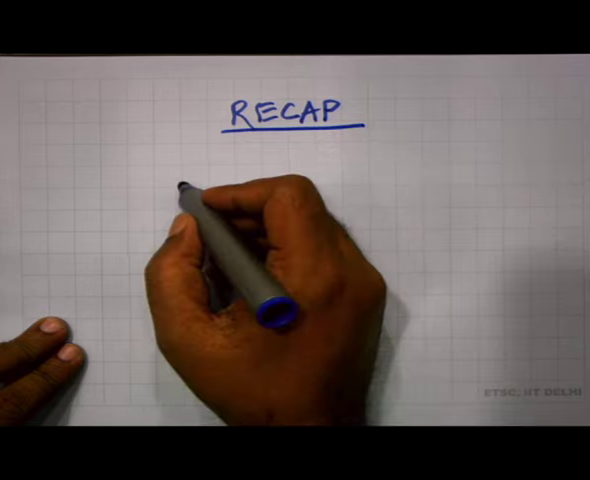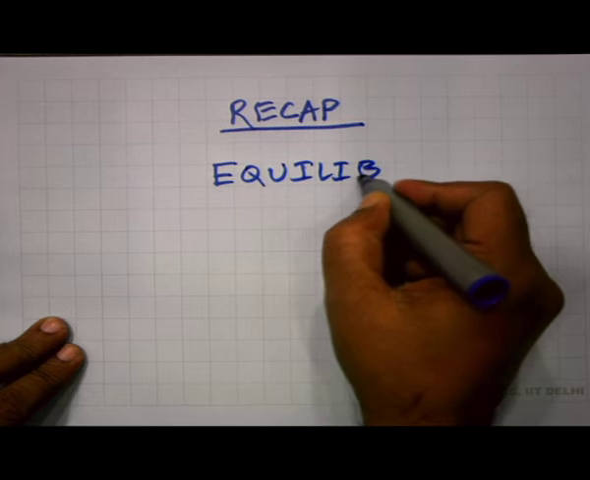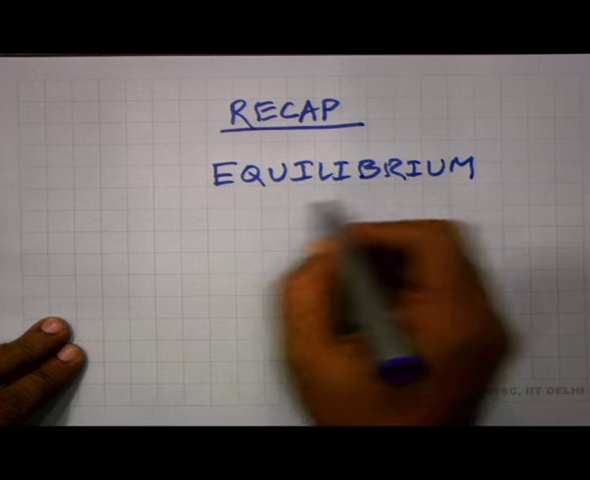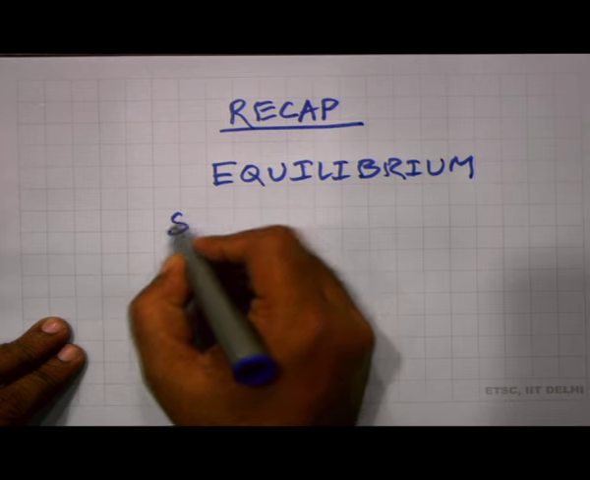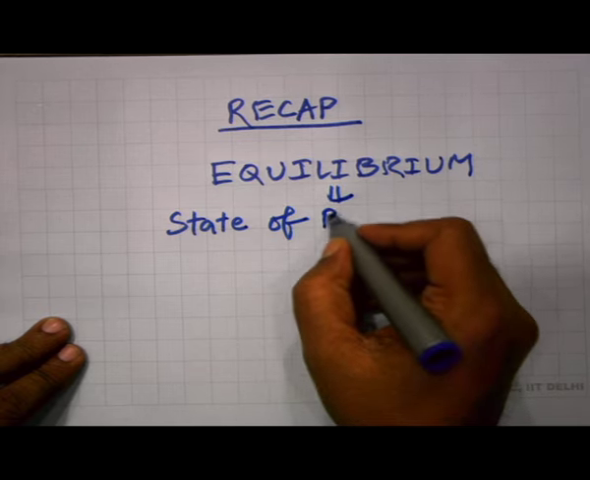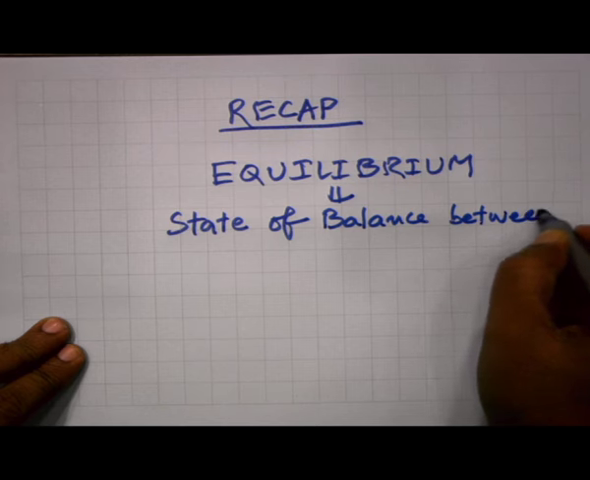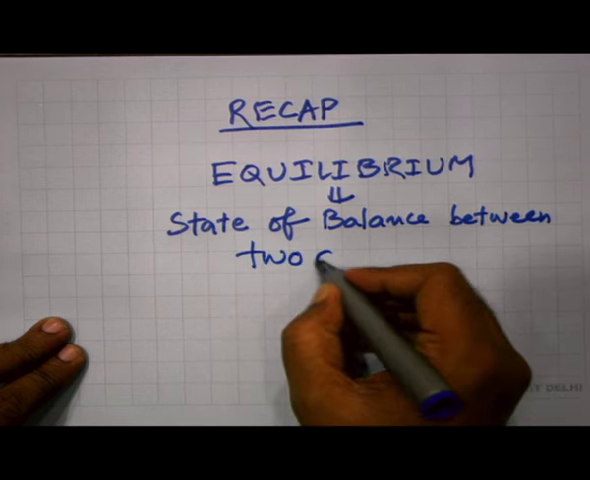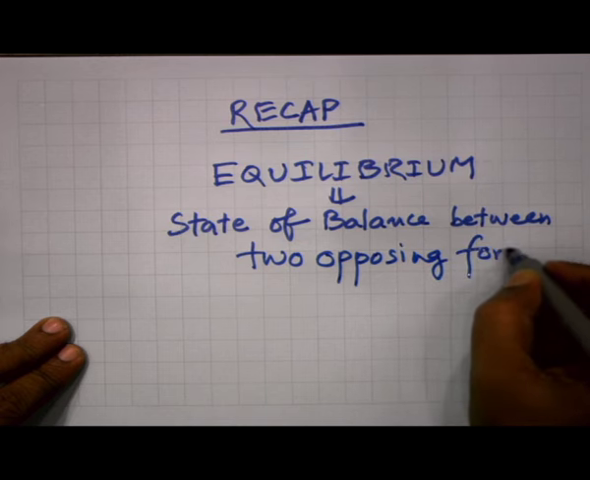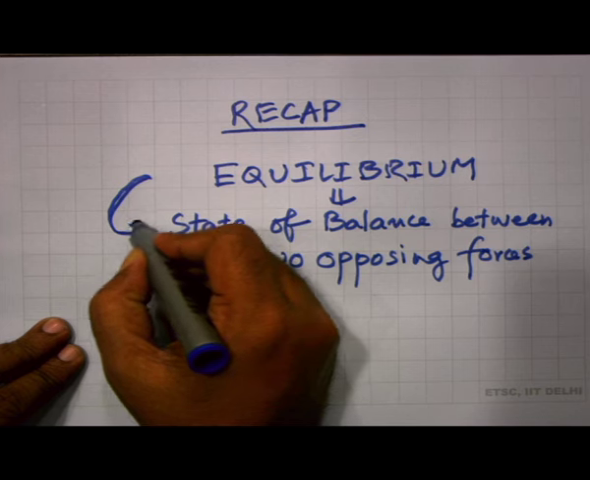We started with the definition of equilibrium. And then I told you what equilibrium is. It is basically a state of balance between two opposing forces. That is what an equilibrium in a broader sense means.